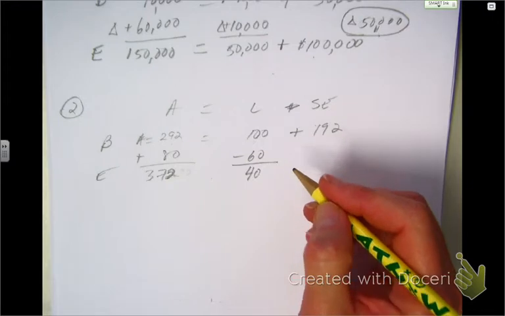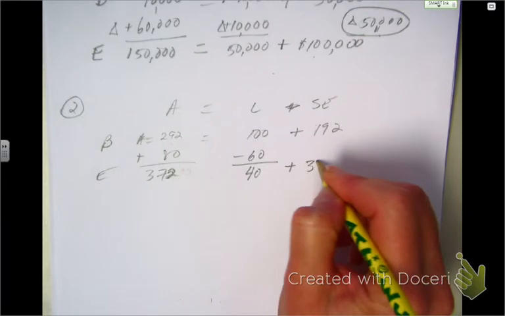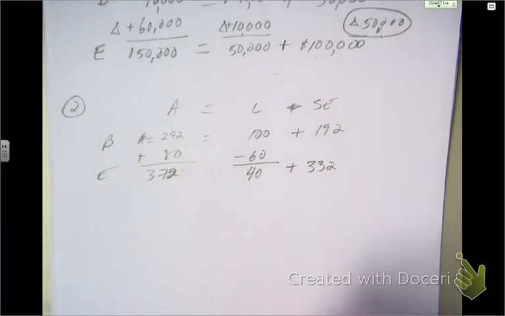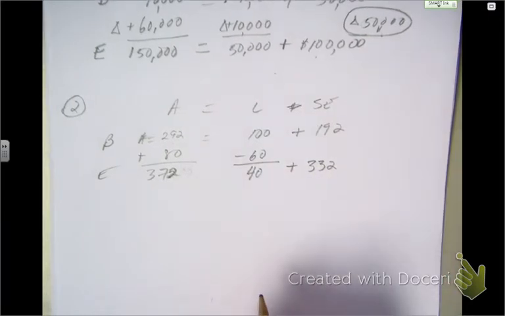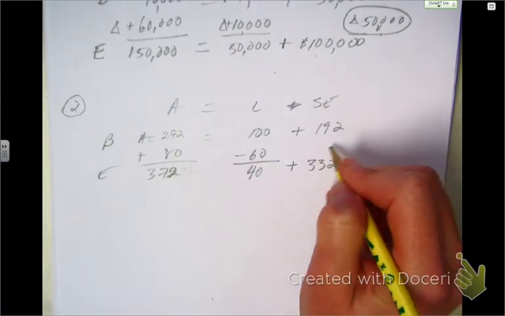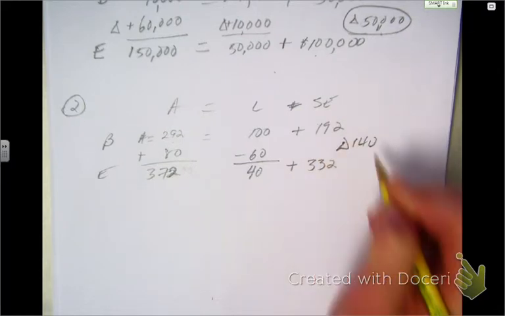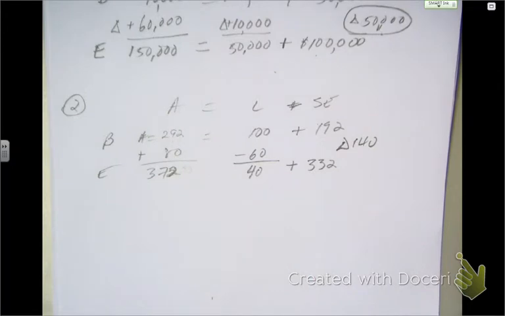What was the stockholders' equity at the end of the year? $332,000. How much did it increase by? Say what? Yeah, I guess, is that what it is? 140? Yeah, so the change was 140. Okay. Simple, just algebraically playing around with the accounting equation.